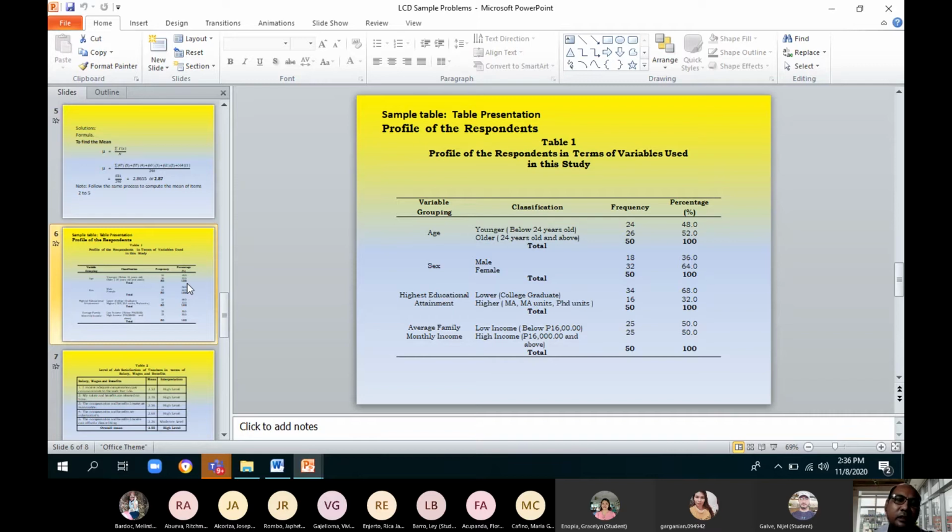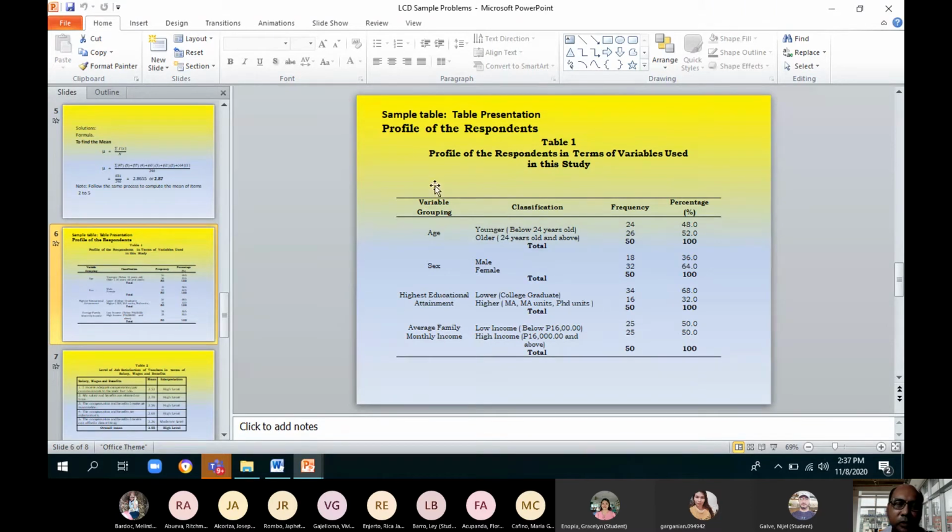Now, how do you present the table? Take note of the table. In problem number 1, we are talking about the profile of the respondents. So how do we make a table of the profile of the respondents? You will use Table 1, Table 2, Table 3, whichever table it is. The table title: Profile of the Respondents in Terms of Variables Used in this Study.